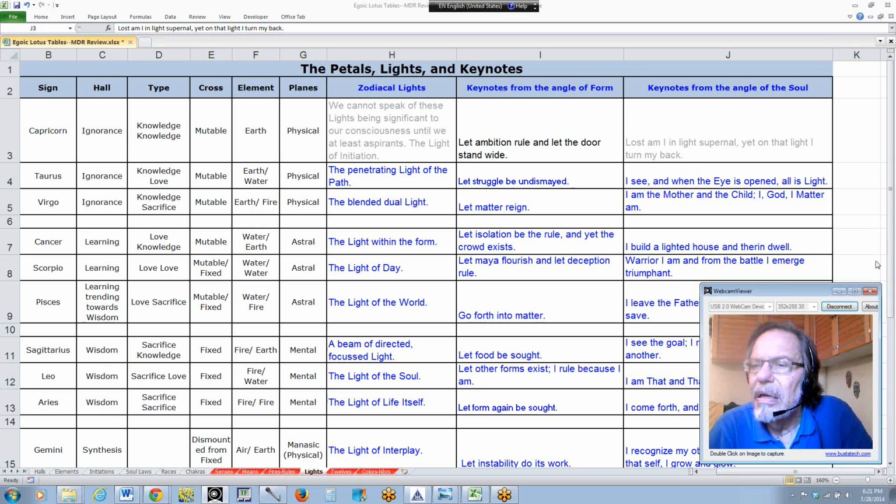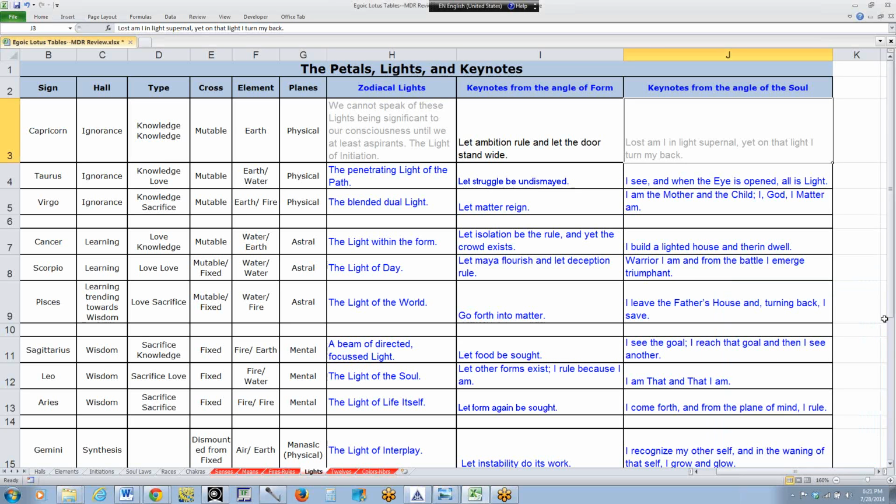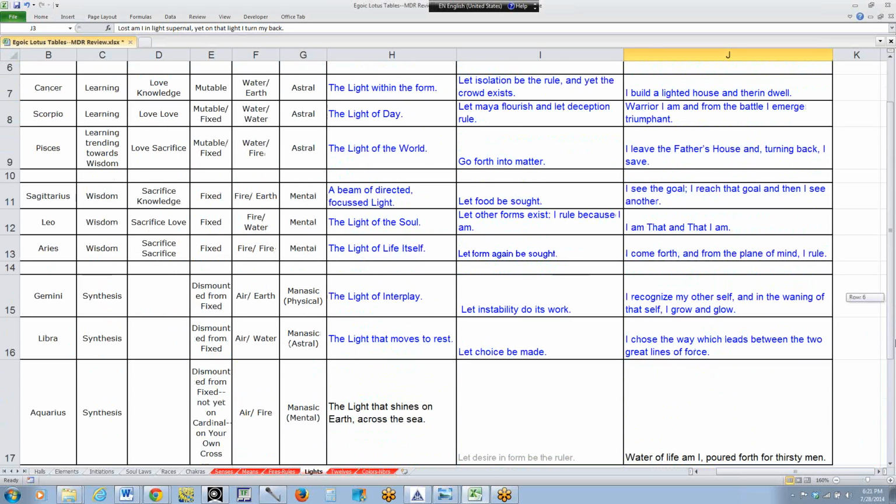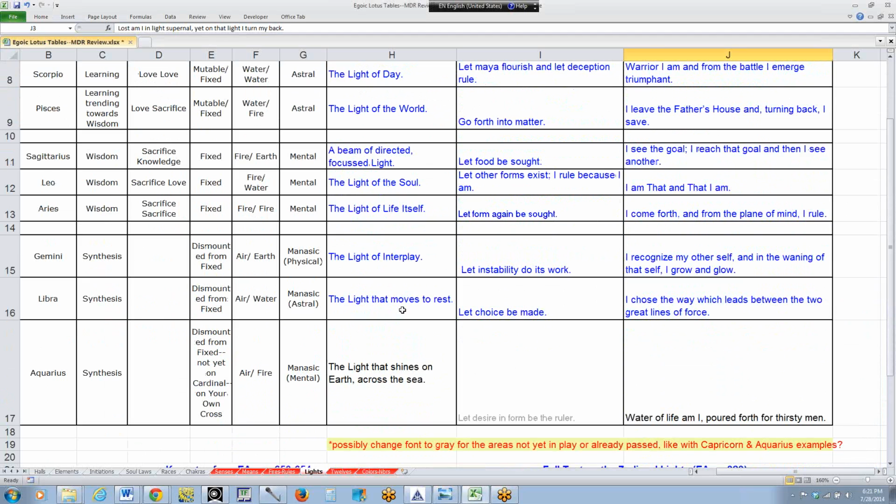The light of interplay, we're an aspirant, we're a probationary disciple, and the interplay between the higher and lower pairs of opposites is constant. The light that moves to rest, we make an important decision at the 5th petal and again at the 8th petal. At the 5th petal, we decide to go for the higher of the pairs of opposites. At the 8th petal, we pass the temptations and move along the Syrian path of initiation. The light that shines on earth across the sea, it's a high initiation, let's say, and we see that from a position of service at the 9th petal or in the synthesis petals.